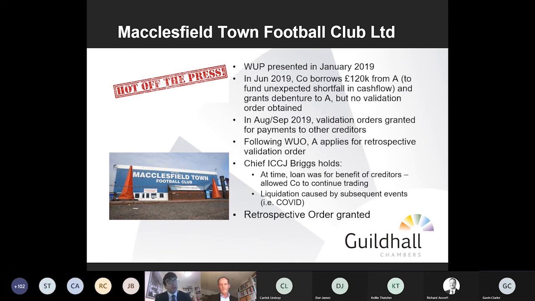So I think on that, Ed, possibly a critical factor was that we should say all we have at the moment is a Lawtel summary of the case. I did check with Chief ICC Judge Briggs, and it was an extempore judgment, so we'll have to await a transcript of it.